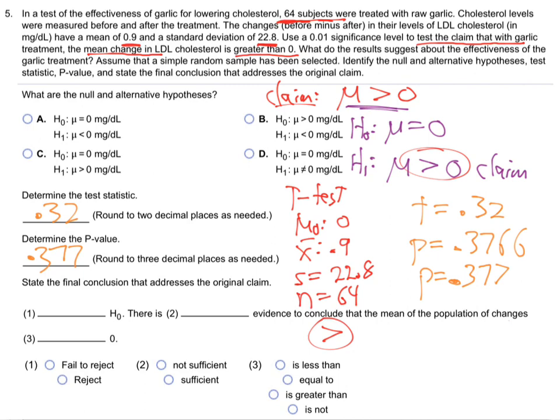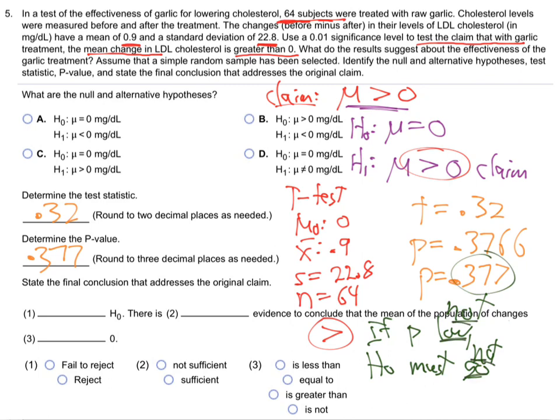So I think maybe it'll help if I just write this out every time. If the P is low, H0 must go. So is the P low? No. So I'll write not low, not go. How about I just write nots next to it? This P is not low. So if the P is not low, the H0 is not going to go away. So the H0 is going to stay.